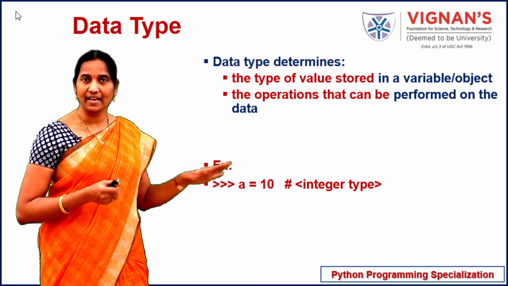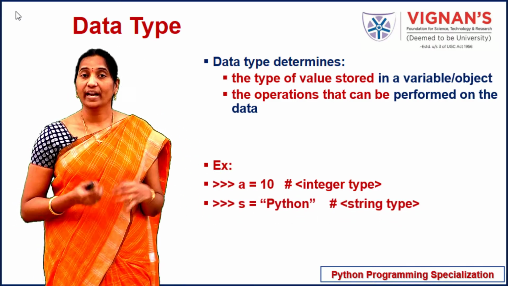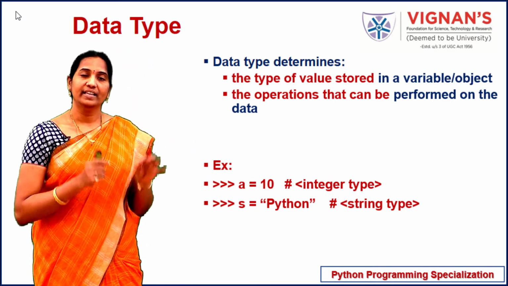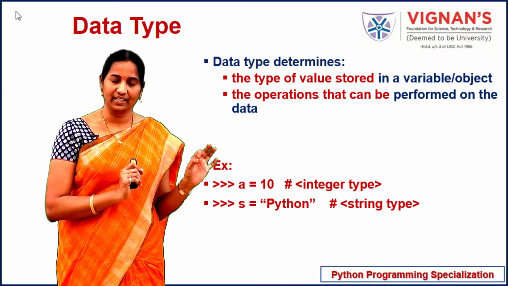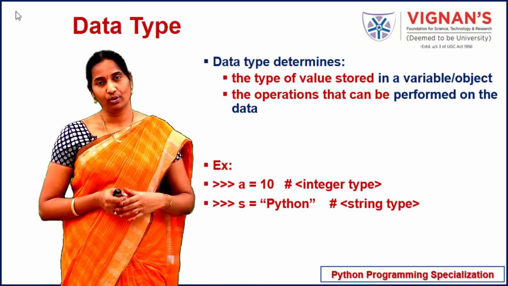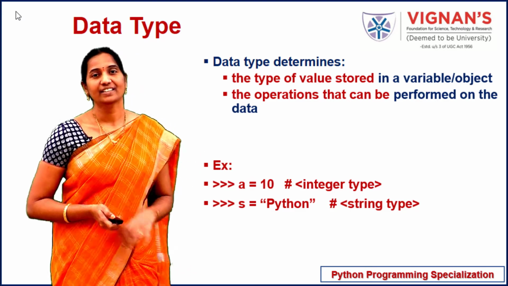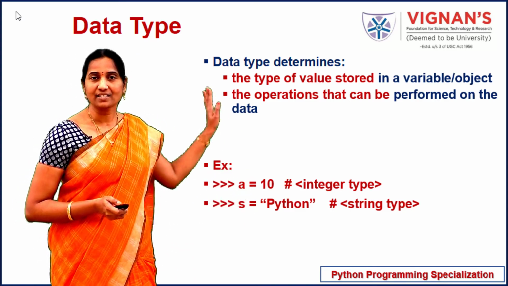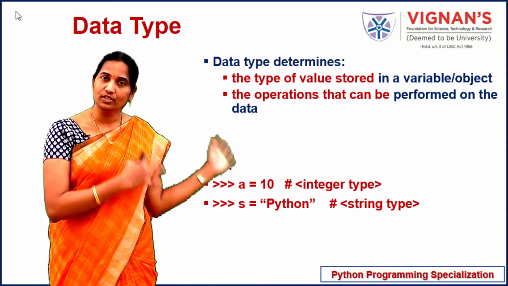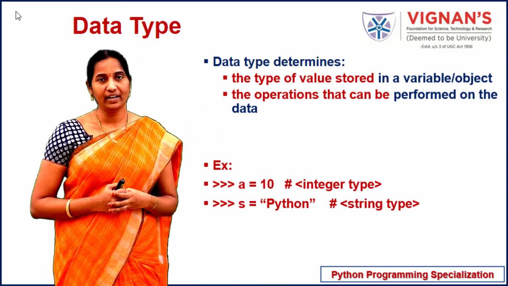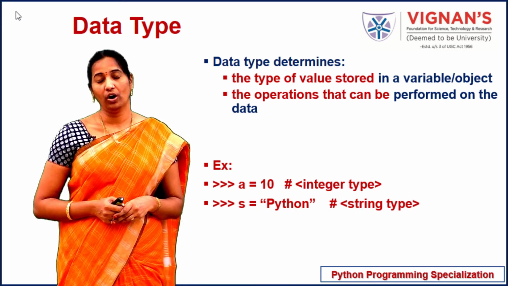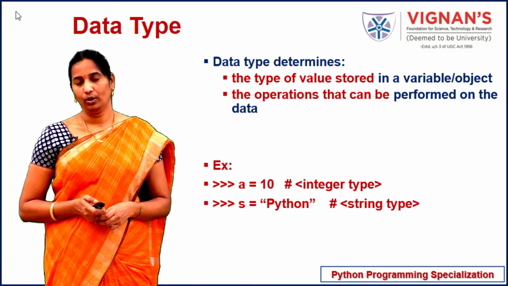Whereas consider this example, s equal to Python. When I know that s is of string data type, then I can understand that s has string type data. And moreover, I can understand that it is not valid to perform arithmetic operations on this variable s. So that is how data types allow us to understand what type of value is stored in a variable, and moreover, you can even understand what operations can be performed on the variables or the objects.